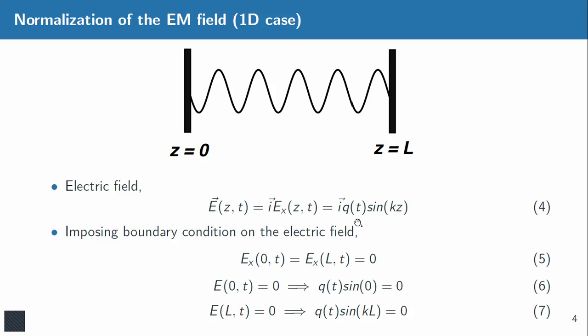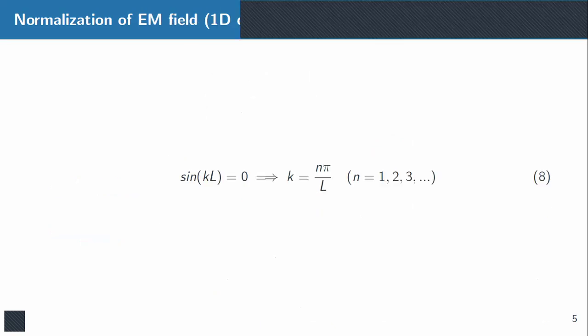So we could write the electric field in a form in which we have a spatial part and a temporal part. And our boundary condition on the electric field is that the electric field vanishes at the perfectly reflecting surfaces. The first boundary condition does not give any meaningful results, but the second boundary condition gives us a bit of meaningful results and some physical interpretation.